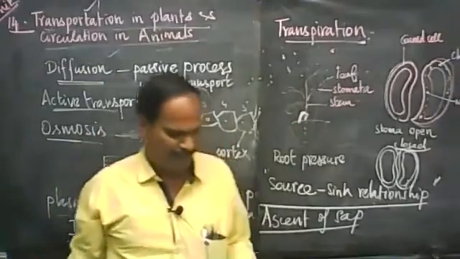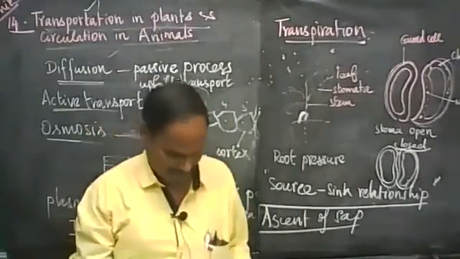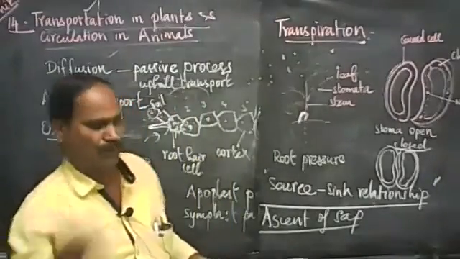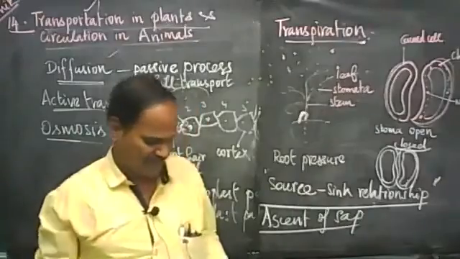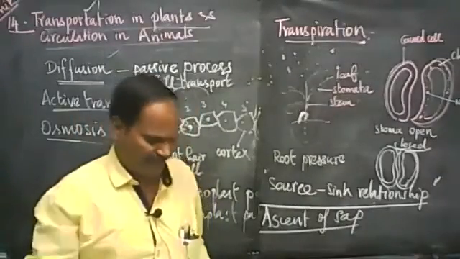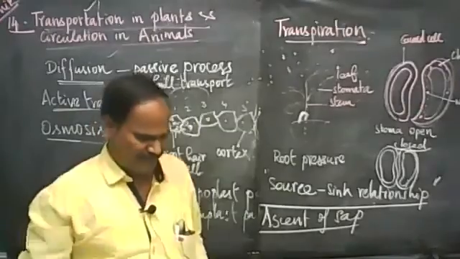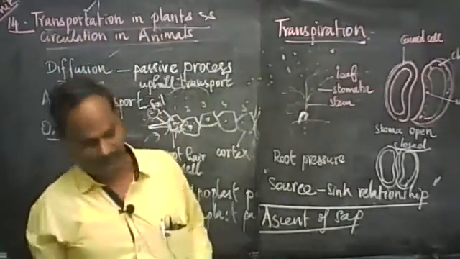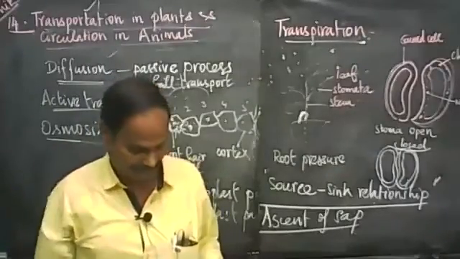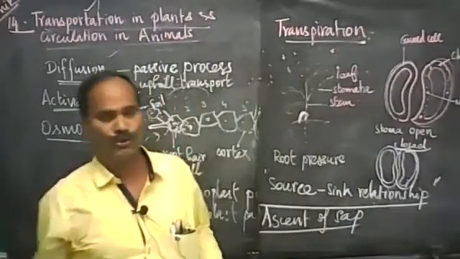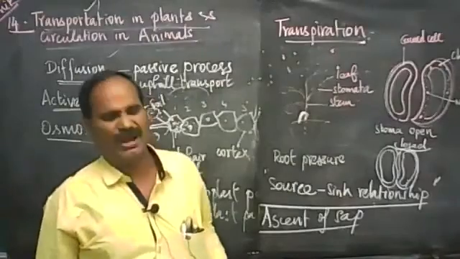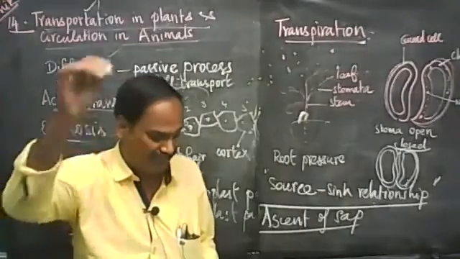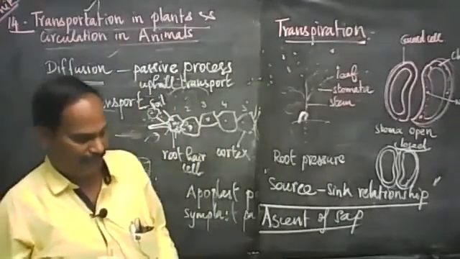A number of factors play a role. It takes capillarity, adhesion, cohesion. These are what is called the root pressure. Water from soil enters into the root hair. Root pressure is responsible for movement of water to the upper parts.